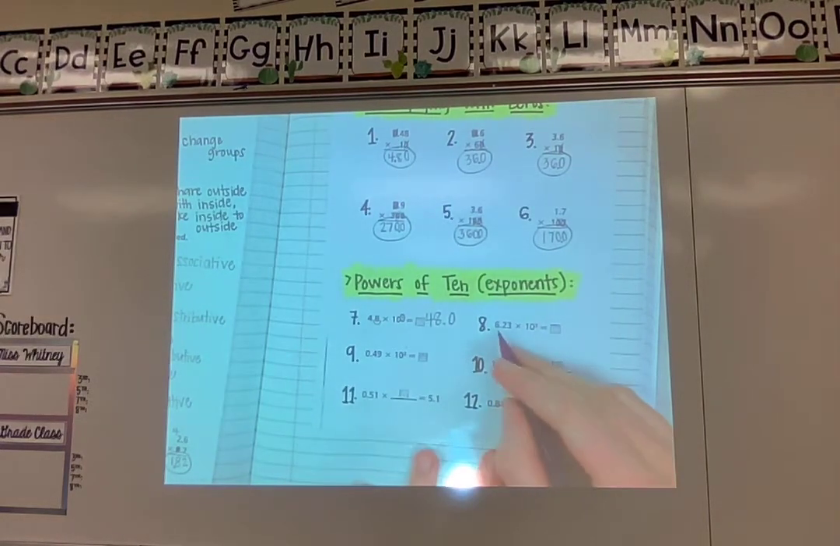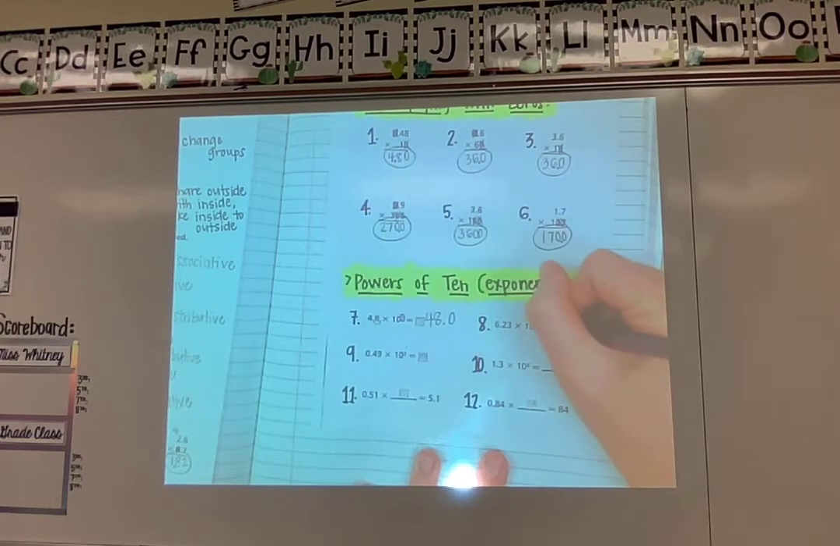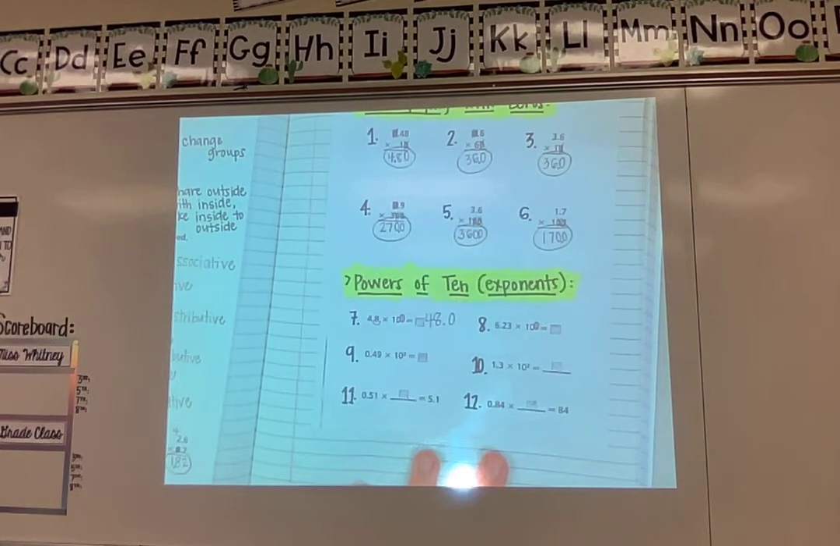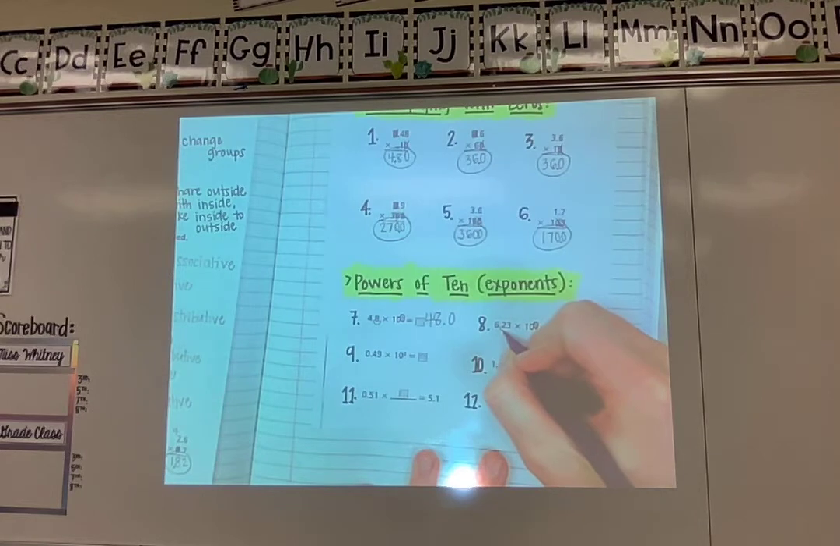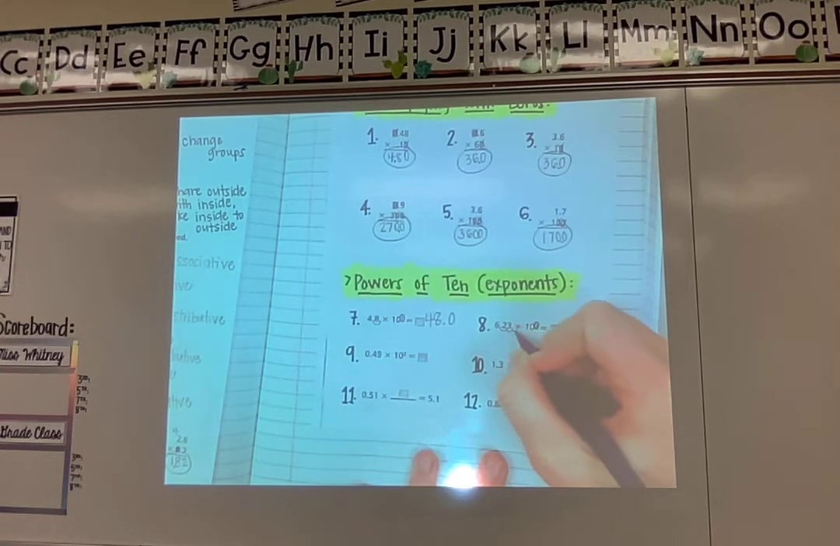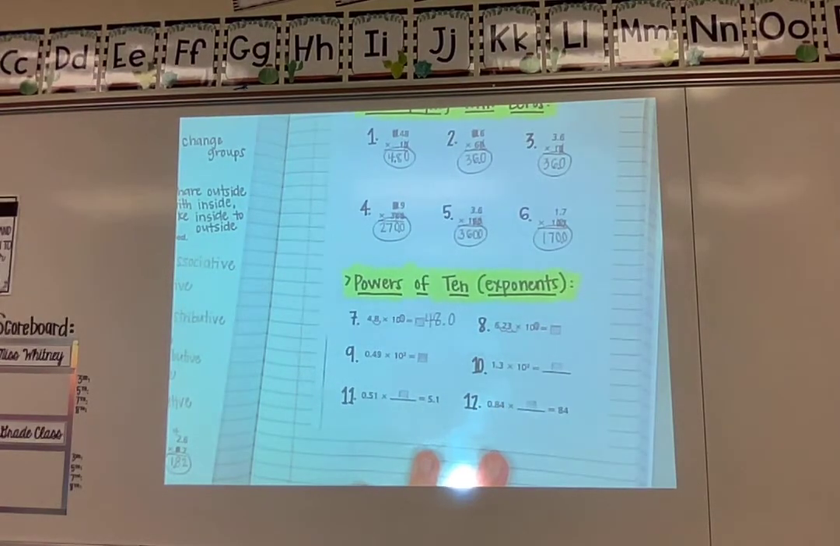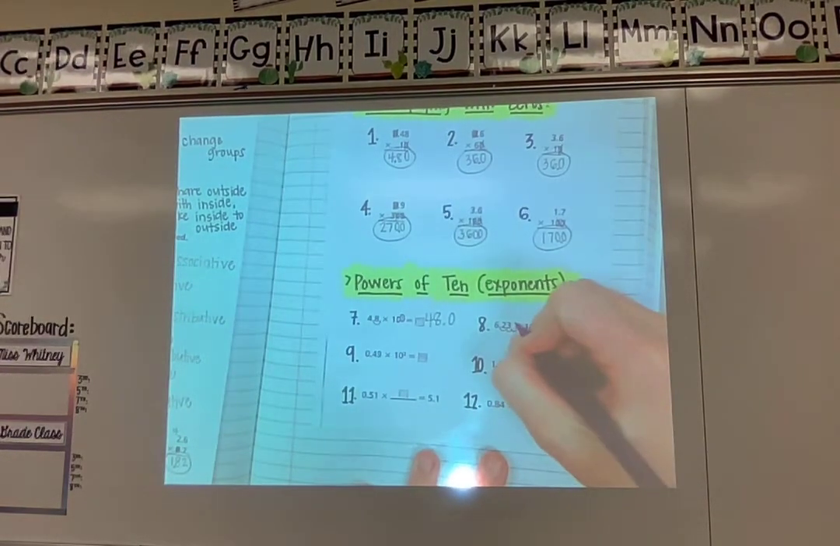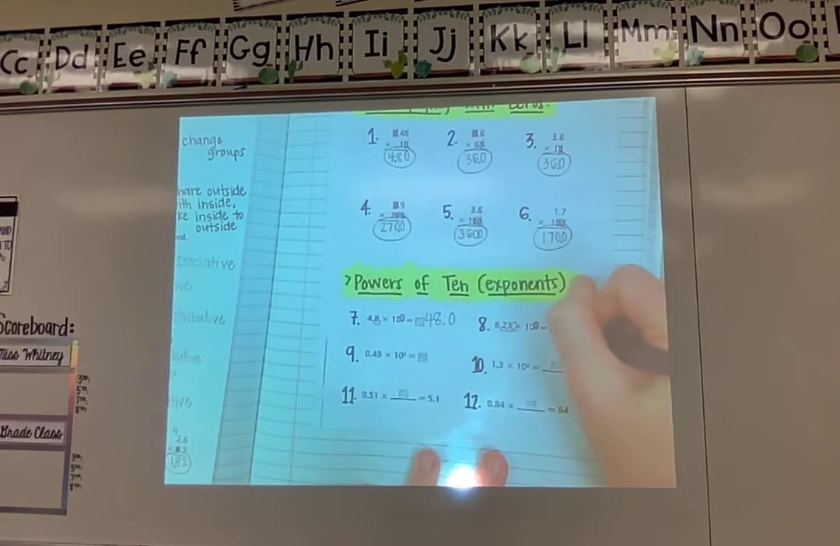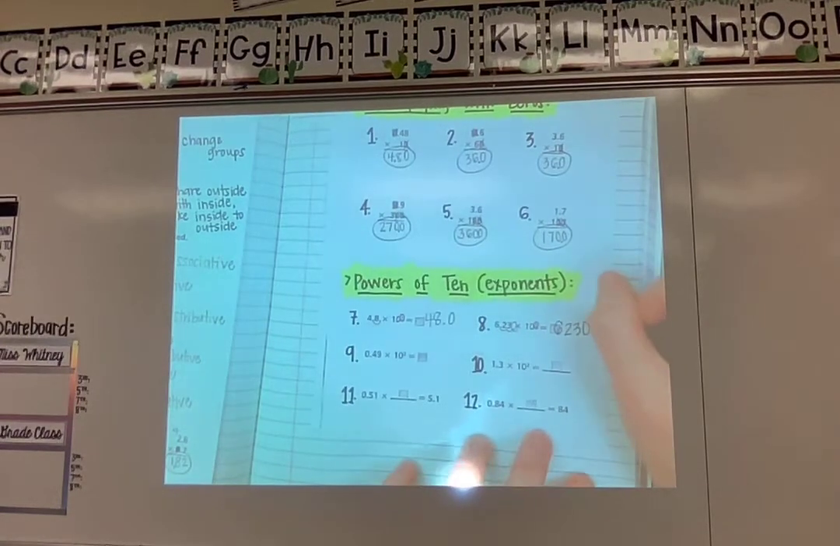Number 8 here. 6.23 times 10 to the power of 3. So I'm going to pay attention to that exponent. That tells me how many spots backwards to move my decimal. So I need to move my decimal 3 spots back. So 1, 2, 3. Uh-oh, I have a blank spot right here. What do you think I should fill in that blank spot with? A 0. So when I do that, my answer would be 6230. And then if I wanted to put the decimal, remember it would just be at the back, 0.0.